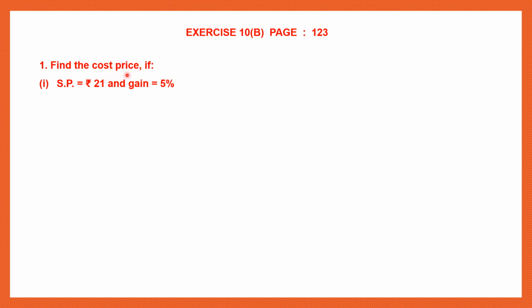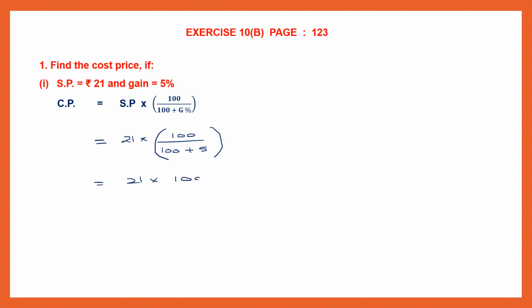So to find the cost price when selling price and gain are given, there is one particular formula which we learned in our previous video, and that is cost price will be selling price into 100 divided by 100 plus gain percent. So let's write that. So let's substitute the values. Selling price is 21 rupees into, in brackets here we have 100 divided by 100 plus gain percent, and the gain percent is 5%, isn't it? 5 there. So this will be 21 into 100, and in the denominator 100 plus 5 is 105.